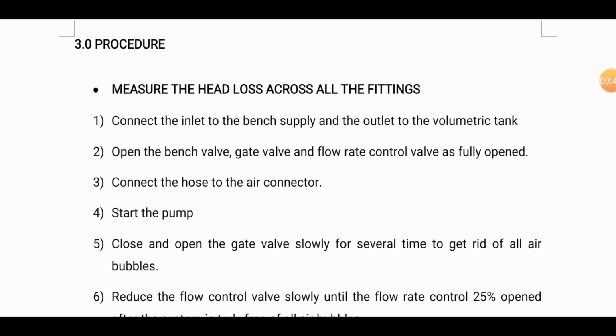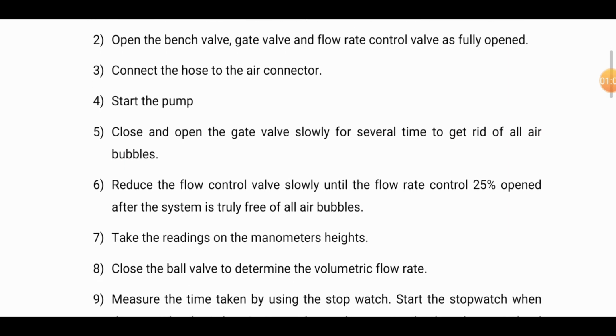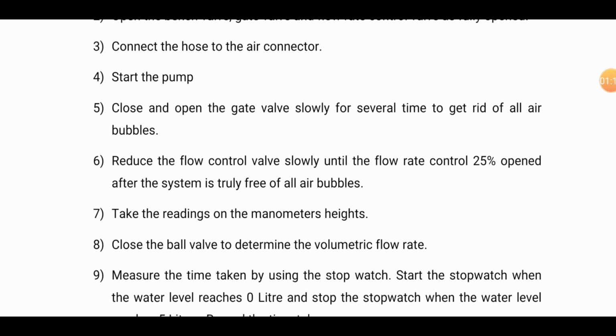Step 3, connect another hose to the air connector. Step 4, start the pump. Step 5, close and open the gate valve several times. This step can make the removal of air bubbles easier. Step 6, when the system is truly free of all air bubbles, reduce the flow rate by closing the flow rate control valve slowly until it is open about 25%.